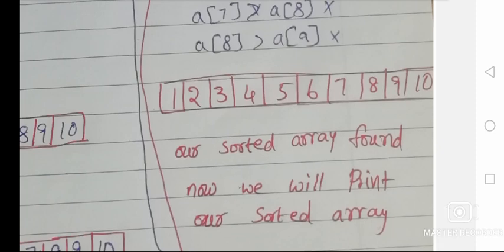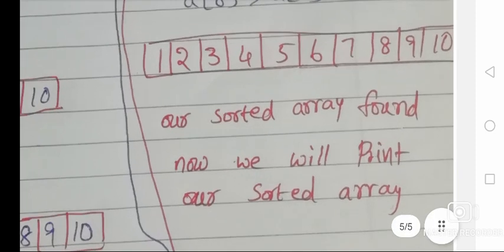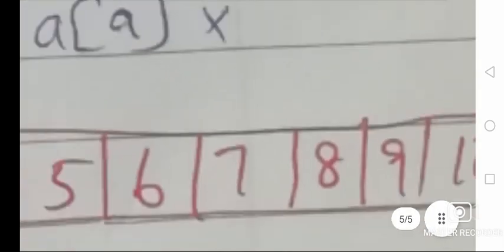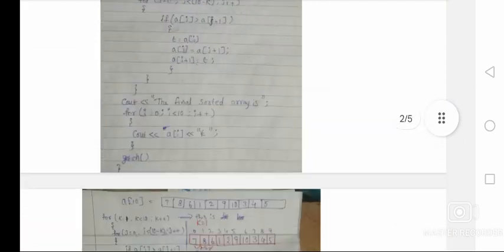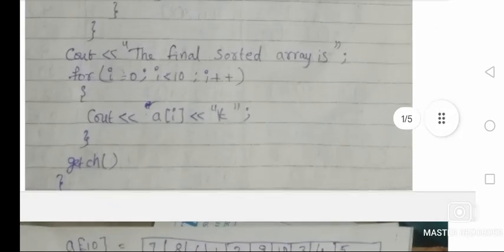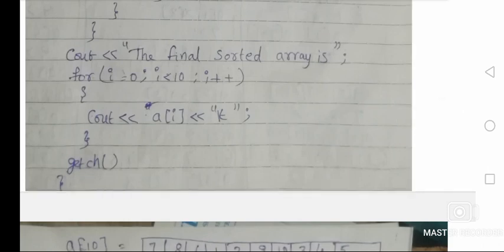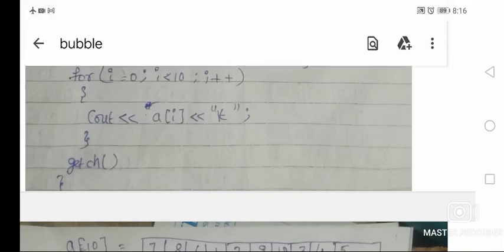To print all the array you have to use the last for loop also. So for this also I will show the logic. So our array is sorted and you have to print the values. The final sorted array, for I is equal to 0, I less than 10, I plus plus. So by using this loop you are printing the values.